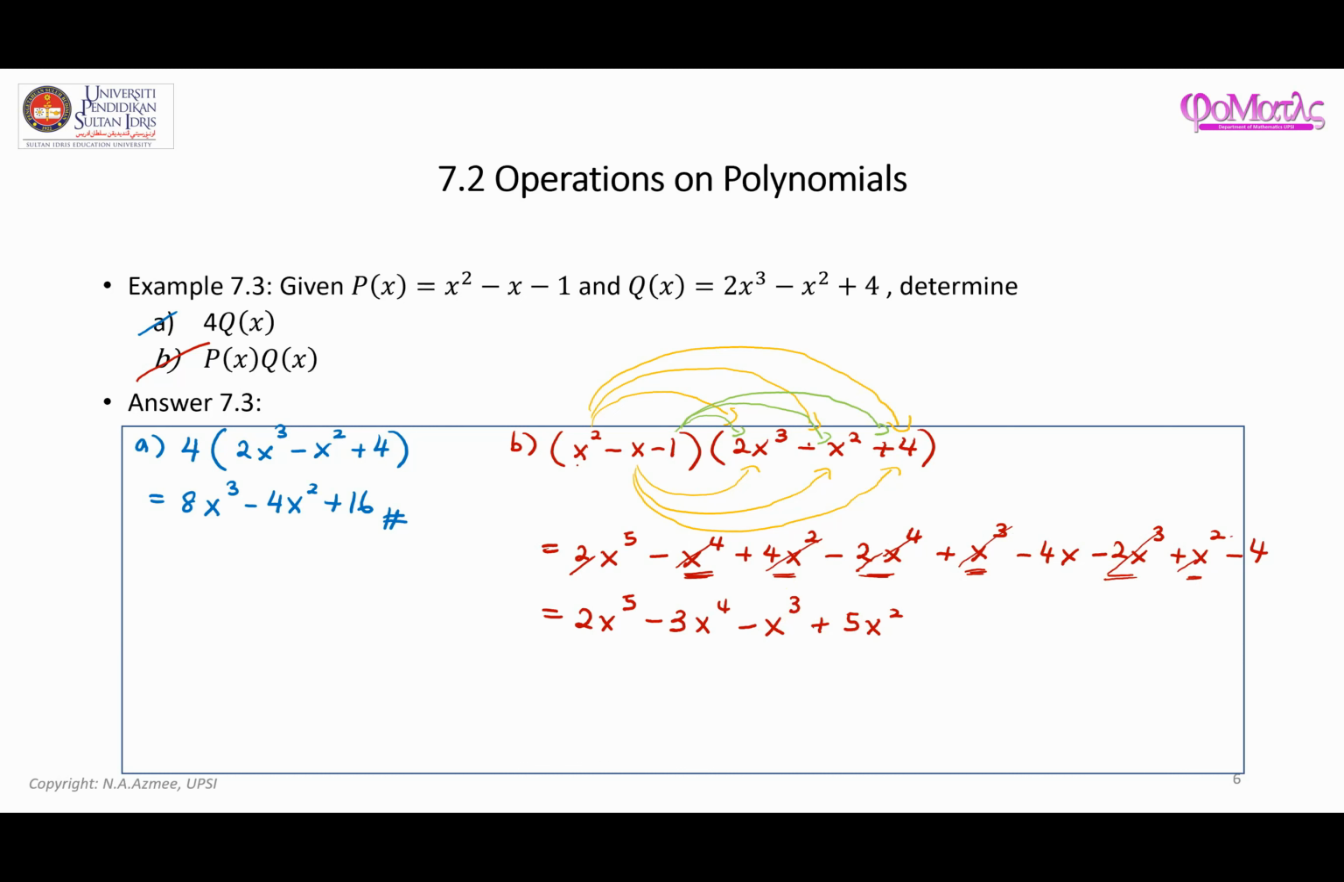Finally we are left with negative 4x and negative 4, so we just write those down. The answer is 2x to the power of 5, negative 3x to the power of 4, negative x cubed, 5x squared, negative 4x, and negative 4.